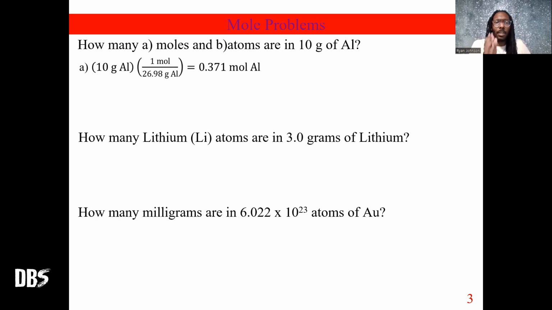Okay. And then once again, notice it's still the same thing, the same process of us getting to our next unit is dimensional analysis. I told y'all it was not going away. It's popping up here again. So 10 grams of aluminum. How do I go from grams of aluminum to moles of aluminum? Well, I have to use molar mass.